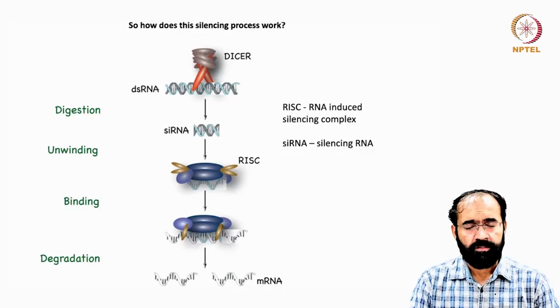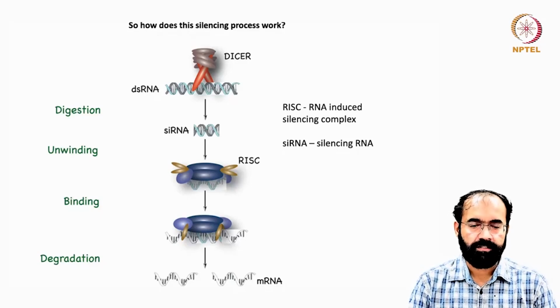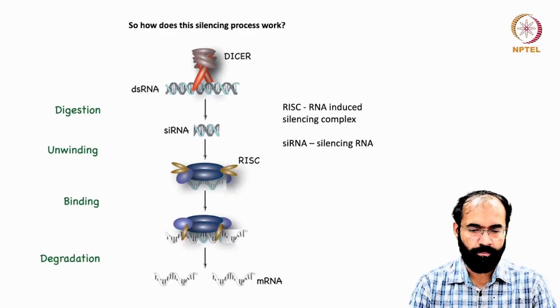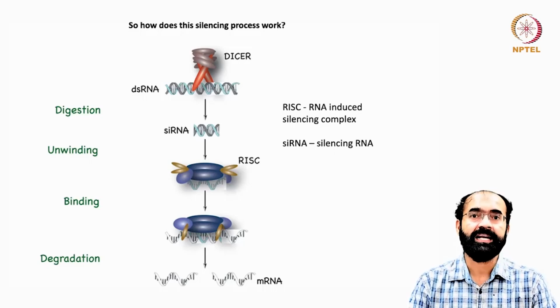So what happens with this RNA being formed? The RISC is formed, the RNA induced silencing complex, and the siRNA acts as the nucleation point for the silencing event.